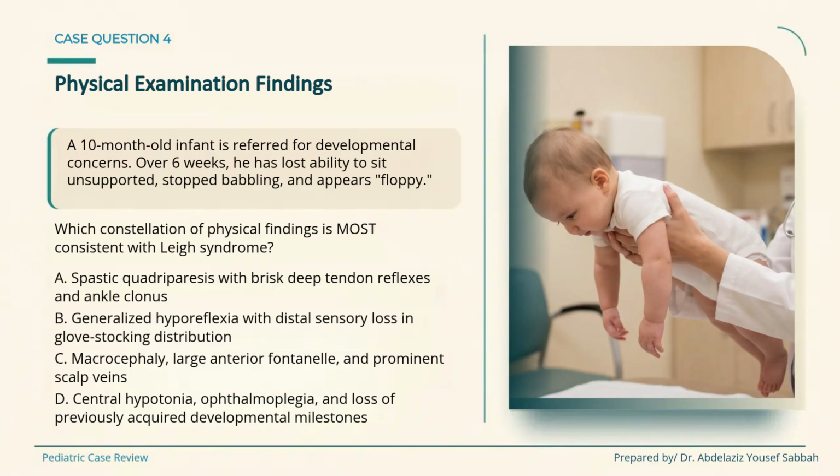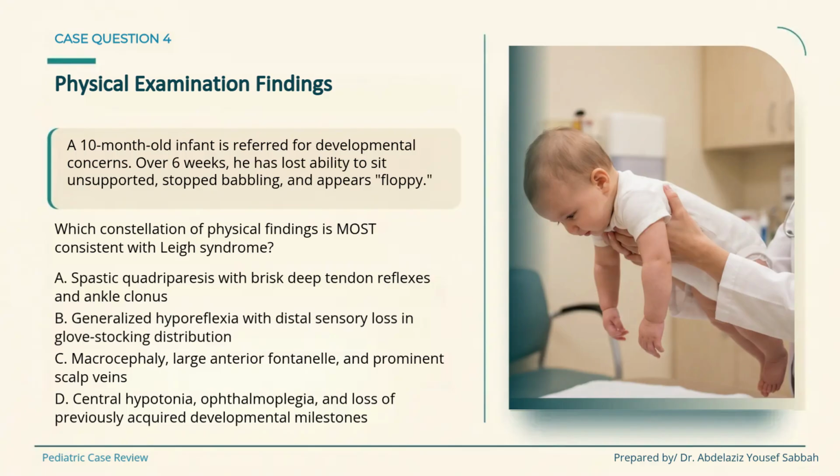Which constellation of physical findings is most consistent with Leigh syndrome? Option A, spastic quadriparesis with brisk deep tendon reflexes and ankle clonus. Option B, generalized hyporeflexia with distal sensory loss in a glove and stocking distribution. Option C, macrocephaly, a large anterior fontanelle, and prominent scalp veins. Option D, central hypotonia, ophthalmoplegia, and loss of previously acquired developmental milestones.